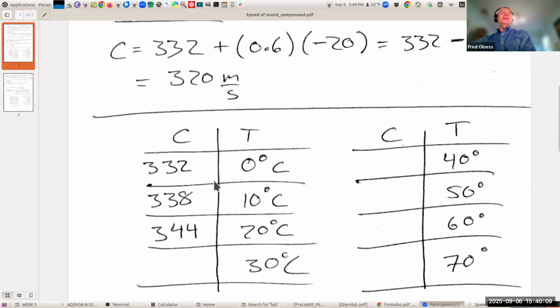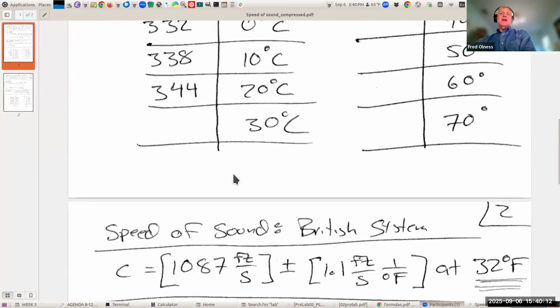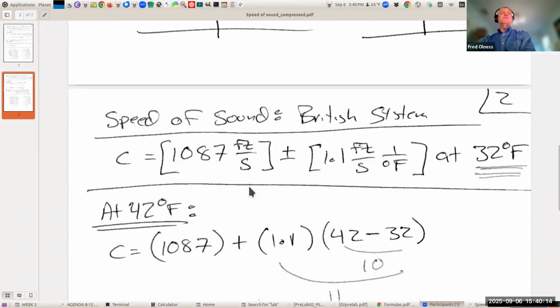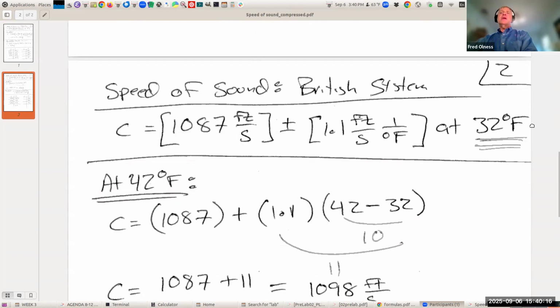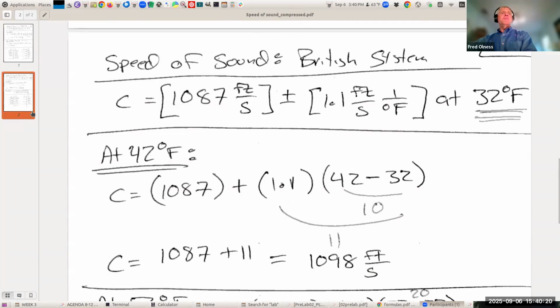Let's do the same thing in Fahrenheit, using the British system, feet per second. Now, there's a trick here, and the important trick is that here's the formula, feet per second, and this number is 1.1 instead of 0.6 because the units are different. But in Fahrenheit, freezing is at 32 degrees. And that is our reference, and that causes a lot of problems.